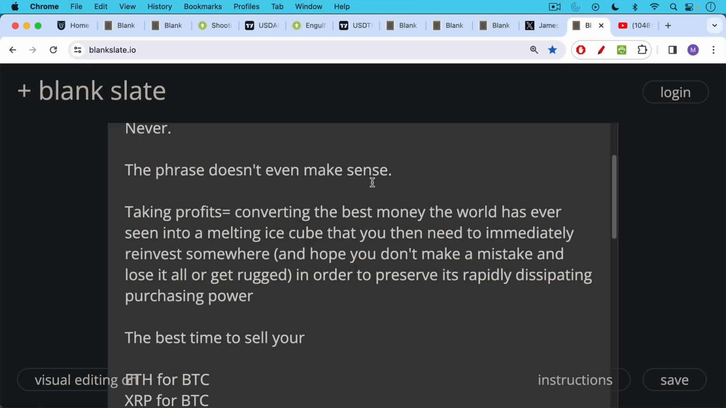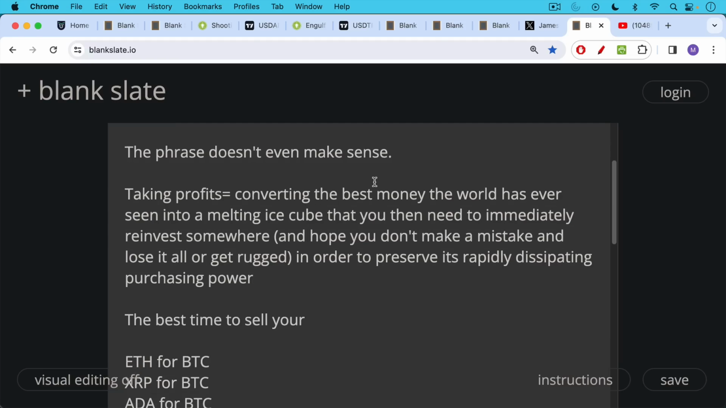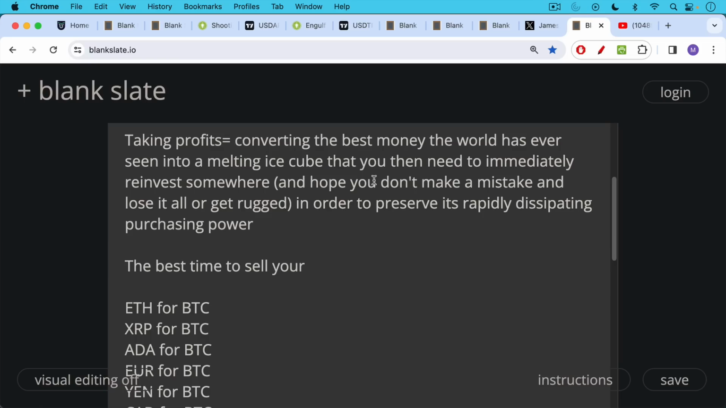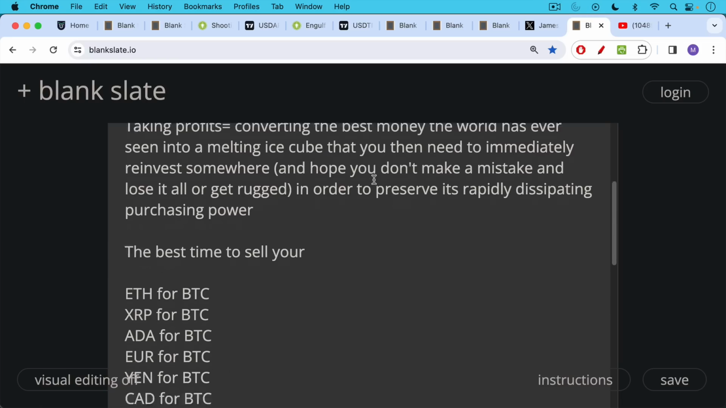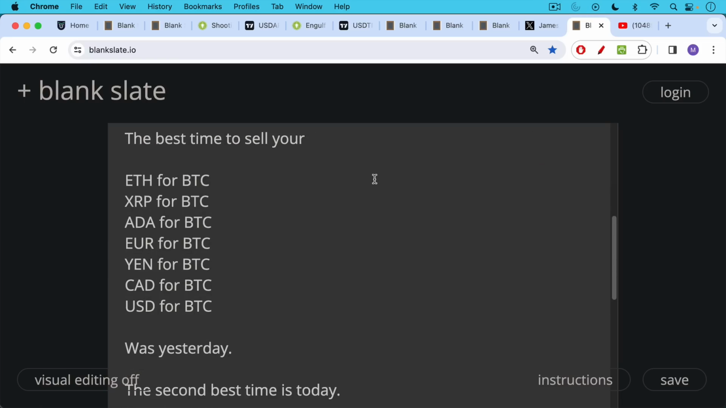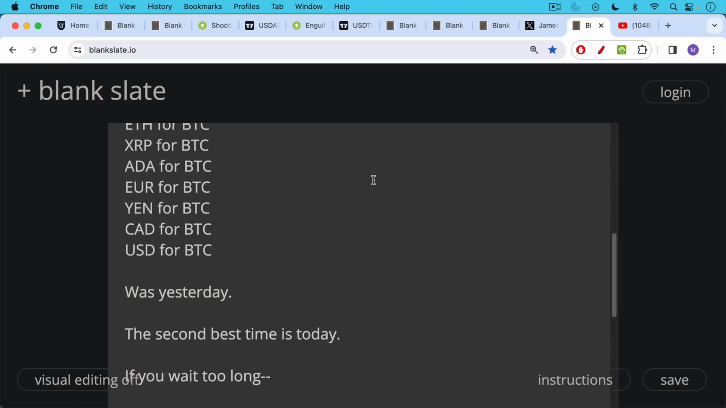Once you understand money, once you understand how Bitcoin is the hardest money ever discovered, you won't want to, quote unquote, take profits. It doesn't make sense. The best time to sell your ETH for Bitcoin or your XRP for Bitcoin or your Cardano for Bitcoin or your euros for Bitcoin or your yen or Canadian dollars or US dollars for Bitcoin was yesterday. Unfortunately, the best time though, the second best time is today.